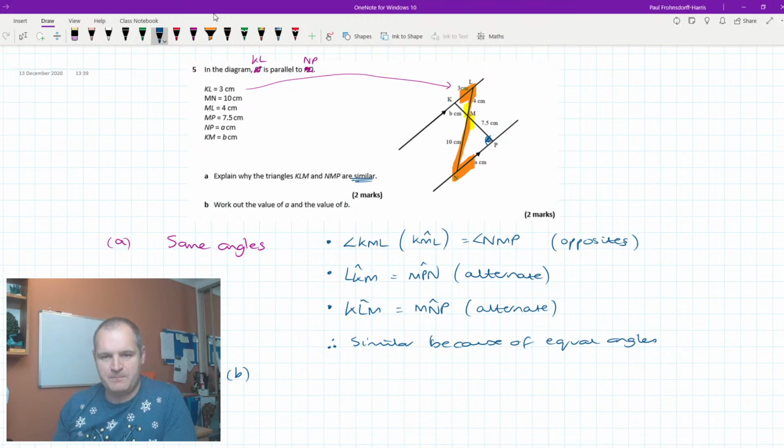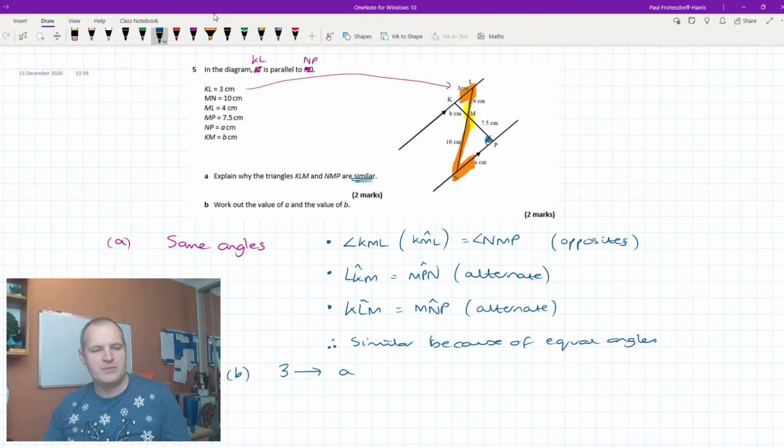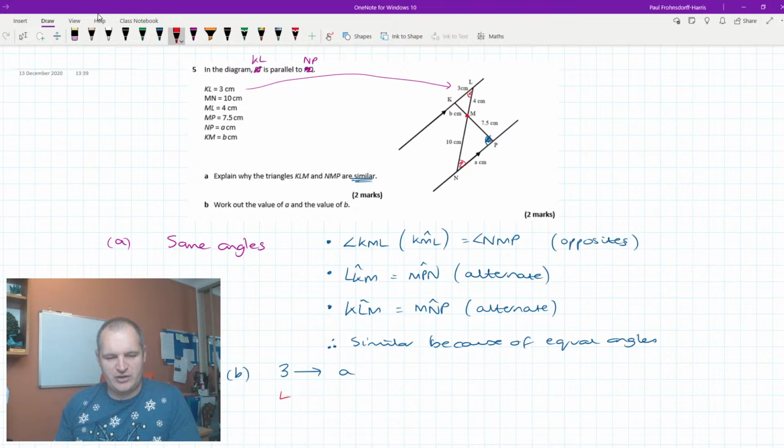out the missing bits? We know that 3 goes to A. We also know that 4, because of where the angles are the same, we know that 4, if you imagine spinning this diagram round, and I don't know the easiest way to do it, but if you imagine that this is like a spinning wheel, spinning that angle becomes this angle. So the 4 and the 10 go to each other. That's kind of important. And the B goes to 7.5.